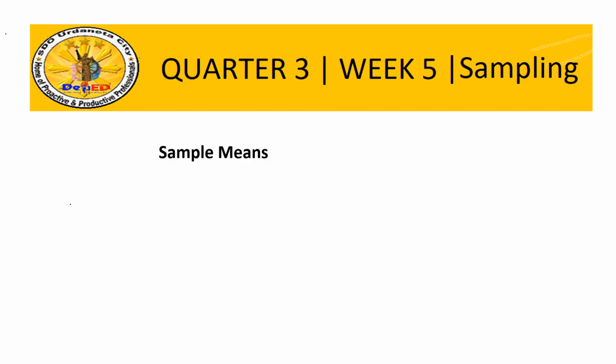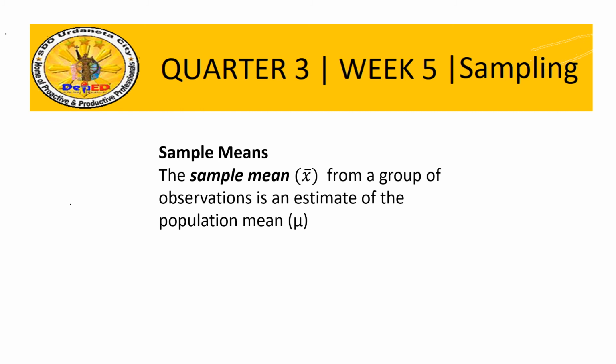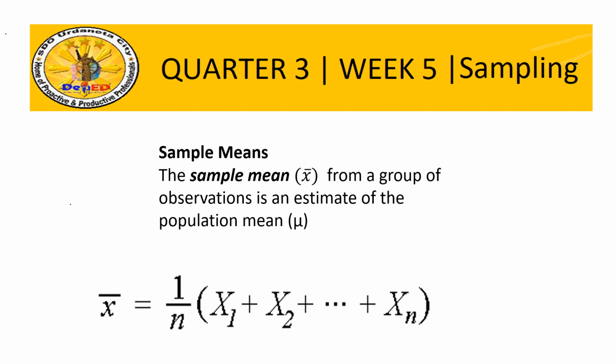So next we have the sample mean. So what is the sample mean? The sample mean, or x bar, from a group of observations is an estimate of the population mean. Meaning, the sample mean can substitute for the value of the population mean. With the use of the sample mean, you can conclude about the average of the population. So we have the formula: x bar is equal to 1 over n times the sum of the values of the observations. So that's it.